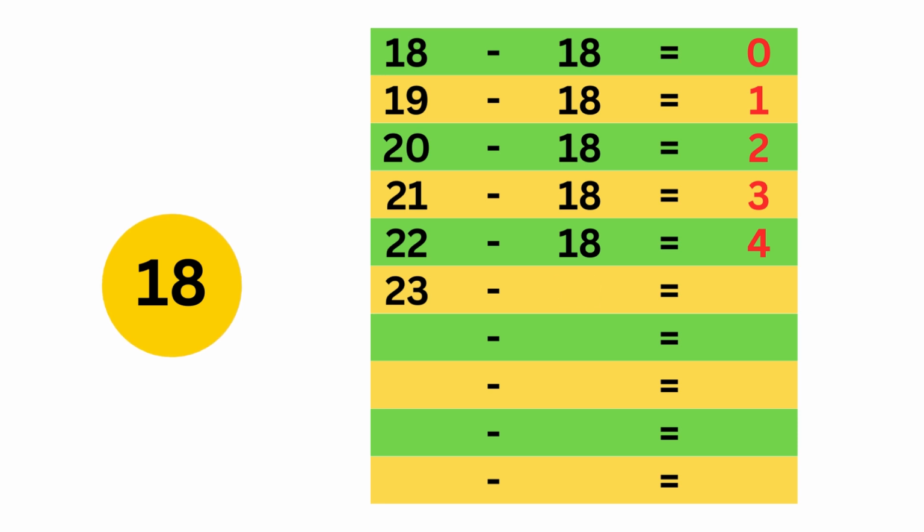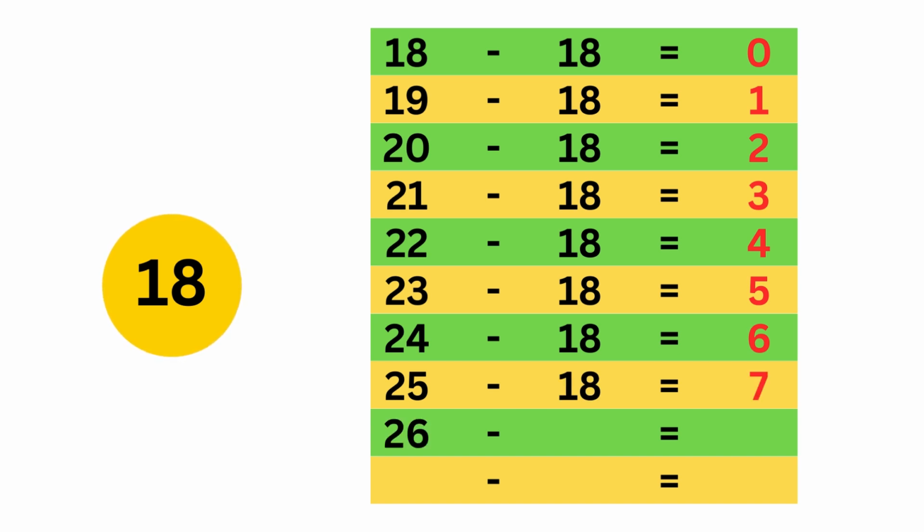23 minus 18 equal to 5. 24 minus 18 equal to 6. 25 minus 18 equal to 7. 26 minus 18 equal to 8. 27 minus 18 equal to 9.